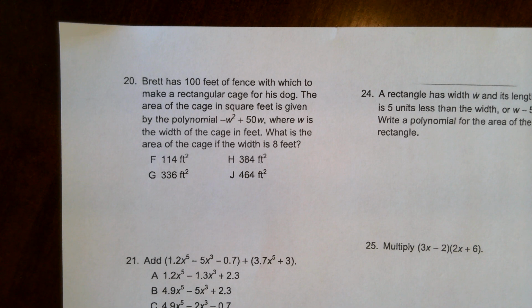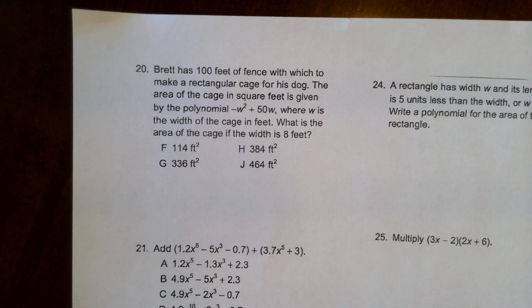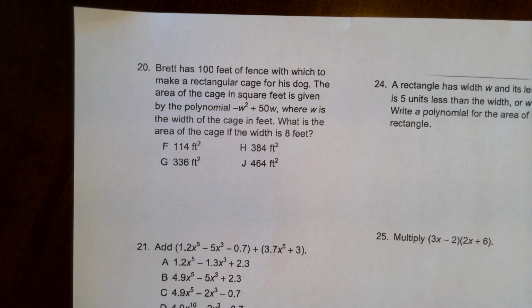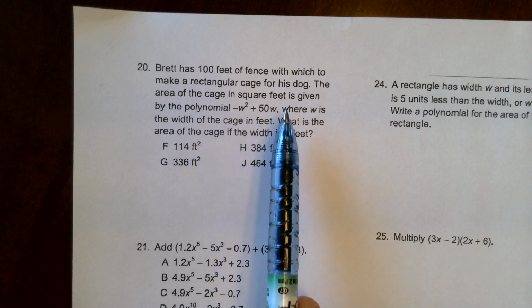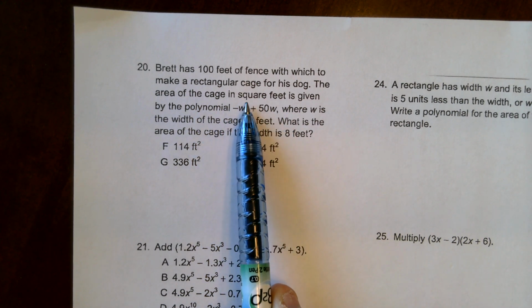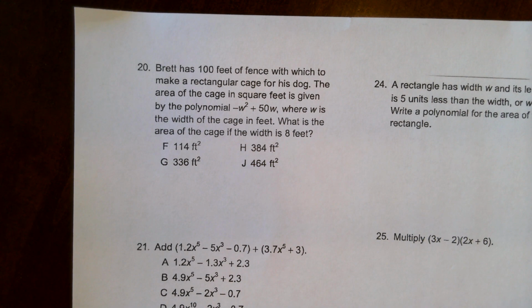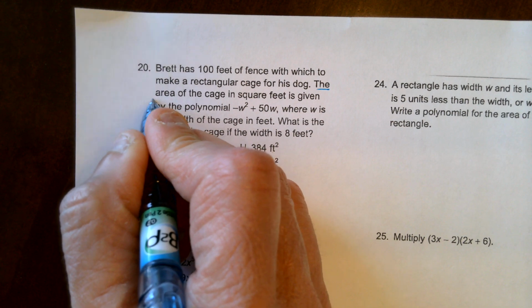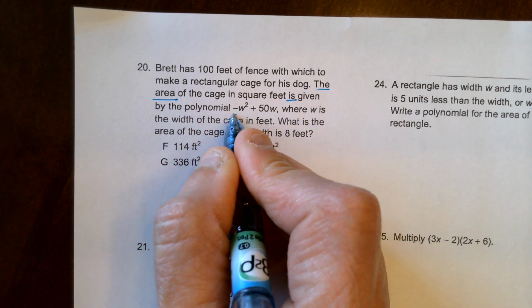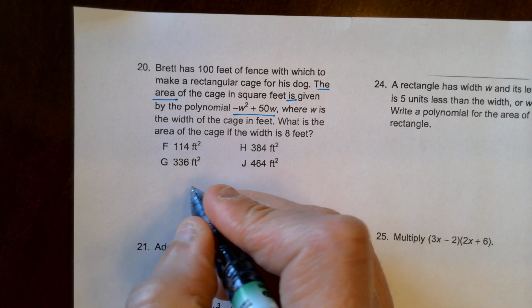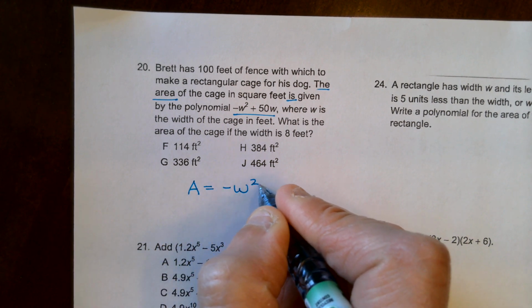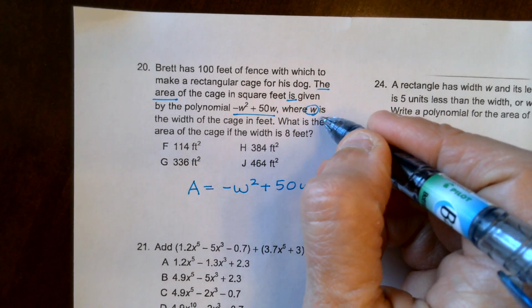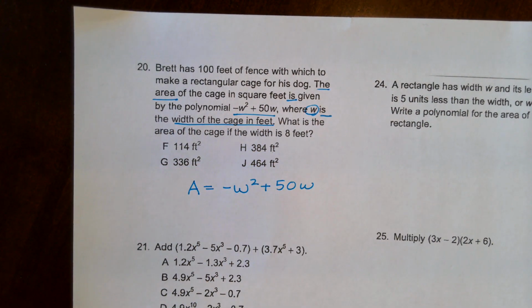Now, I think I mentioned this in class, but I'm going to mention it again: sometimes we do these different kinds of wordy problems, and it's not that they're really difficult, but they want you to understand different situations where you might use these quadratic binomials. So they actually even gave it to you. They said here, the area is given by that. So they basically told you how you figure out the area. And then they told you that w is the width of the cage in feet.